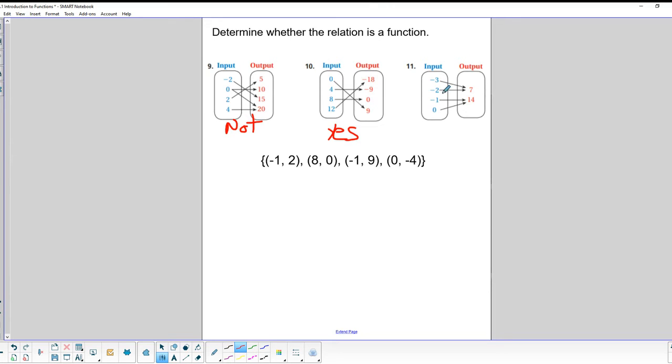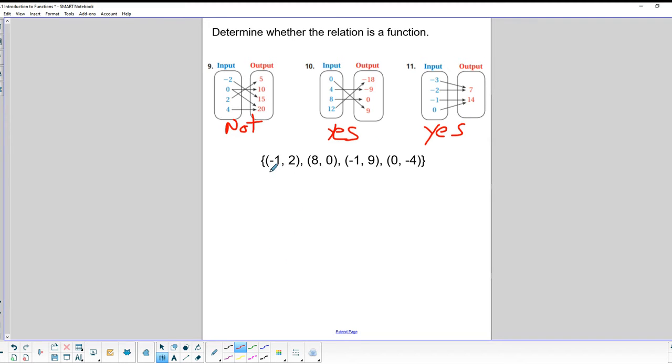How about this one? Well, each number on the left only has one arrow that leaves it, and while you have two numbers that map onto the number 7 on the right side, that still makes it a function, so that's yes, even though it's a little different than some of the functions we've seen.